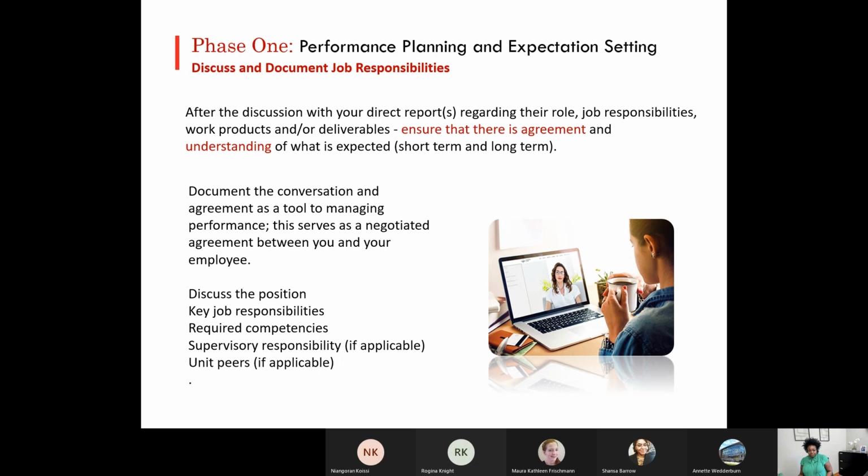Discuss the key job responsibilities at this phase. Read the job description again and look at the required competencies. Have that conversation with them, and plan for development. If some of the competencies needed have not been observed, you haven't seen that, or if they're even overqualified, or they have more competencies than the job requires, you may be able to give them more responsibility.